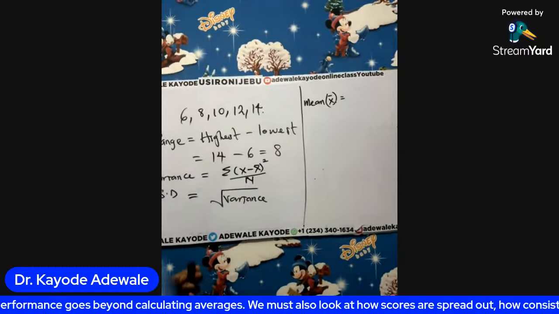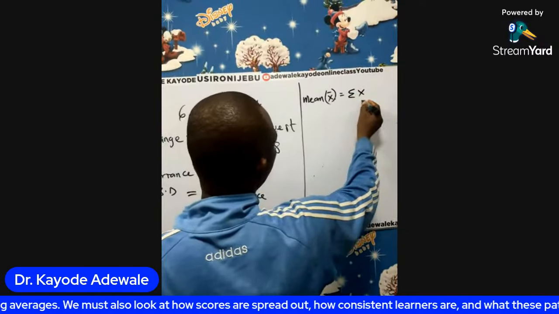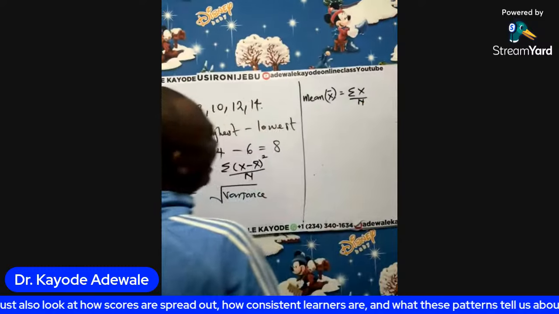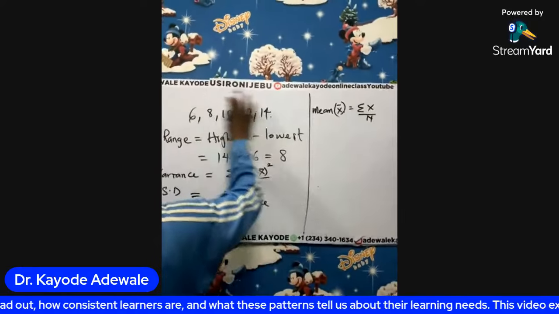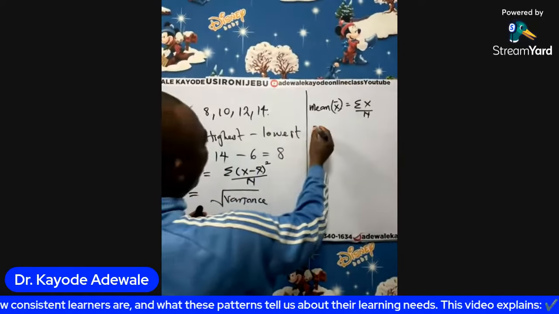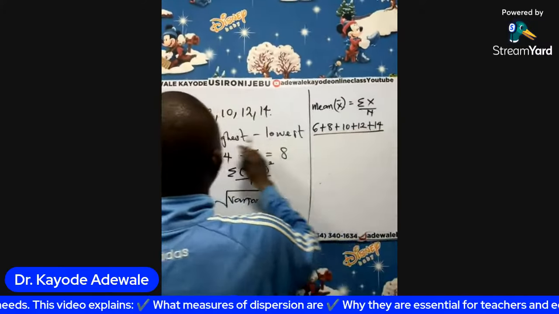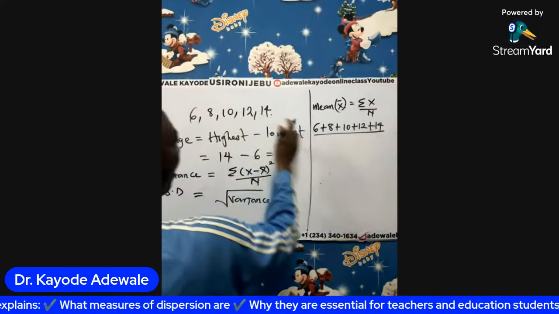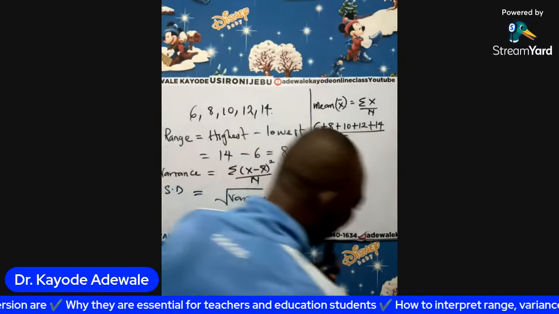So what is the mean? The mean is just the summation of x, everything divided by what? N. That's just the mean. The summation of x simply means you are going to add all this together. So let's add it together. That's 8 plus 6 plus 8 plus 10 plus 12 plus 14, everything divided by 1, 2, 3, 4, 5, which is 5. So when you add everything together, what do you get?